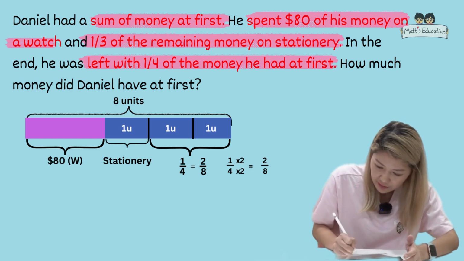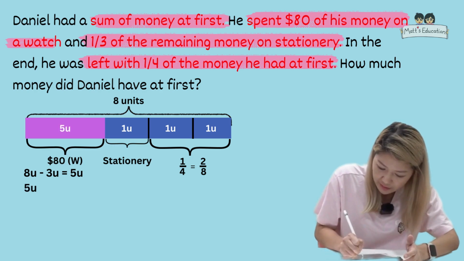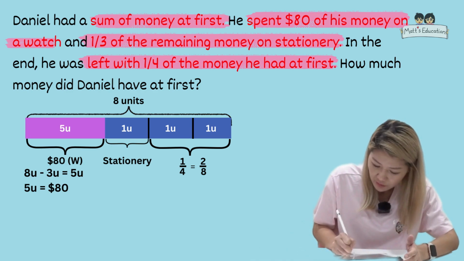And from here, it's very clear that 8 units minus the 3 units is 5 units, which will refer to the $80 that he spent on the watch. And with that, we will be able to easily solve this question using the unitary method.